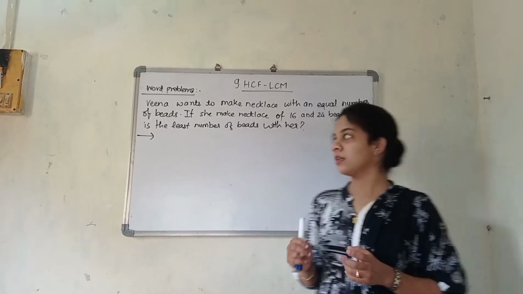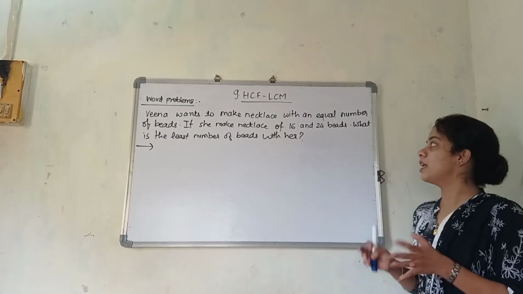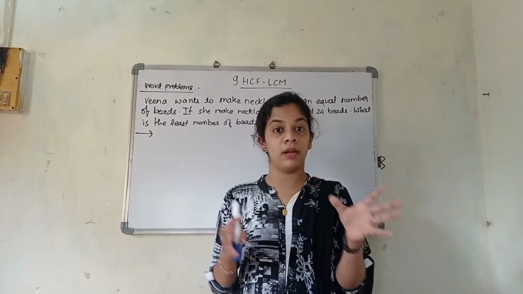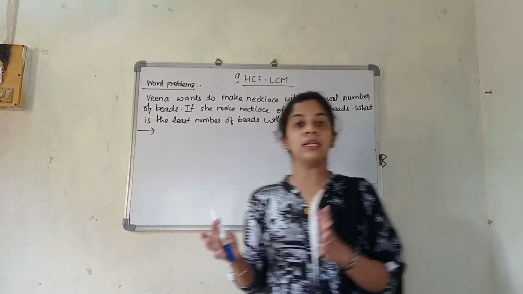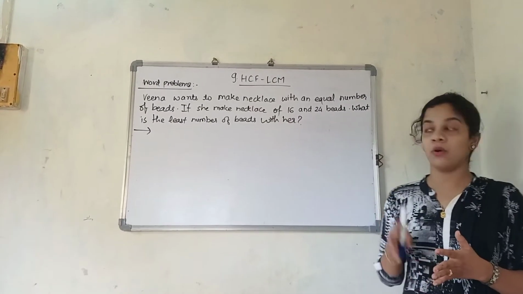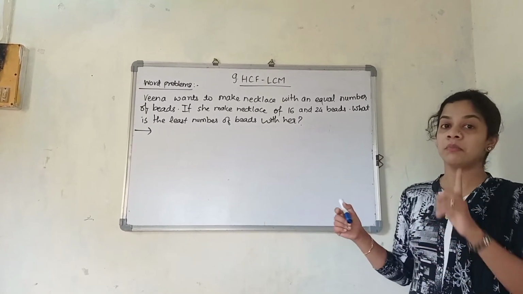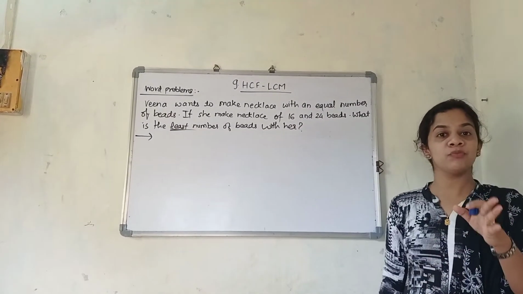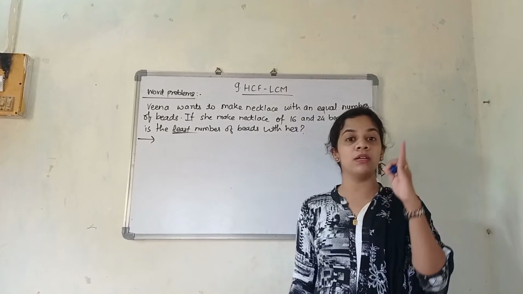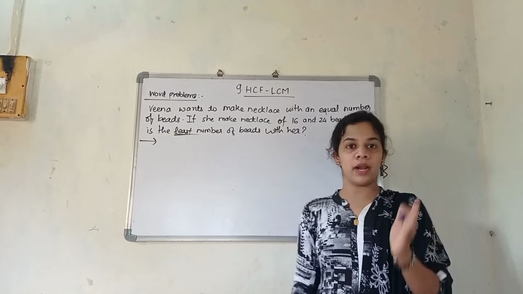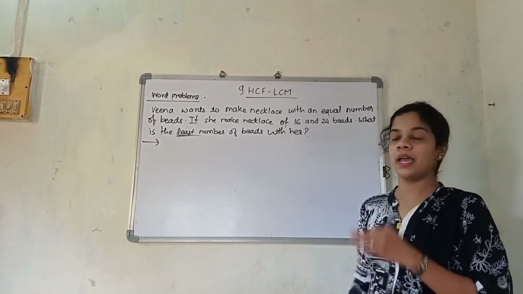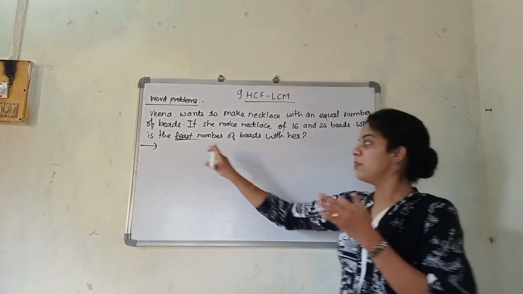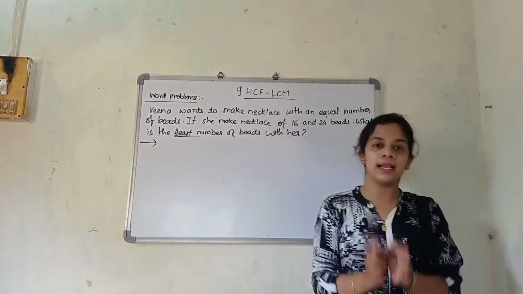She requires proper beads. If she wants to make a necklace of 16 beads or 24 beads, what is the number of beads she wants? But they have asked you over here, what is the least number of beads? Least means what? Smallest, and the least word is also coming in LCM. So right now we are going to find out the LCM of two numbers, that is 16 and 24. If it was minimum also, you are going to find out LCM itself.